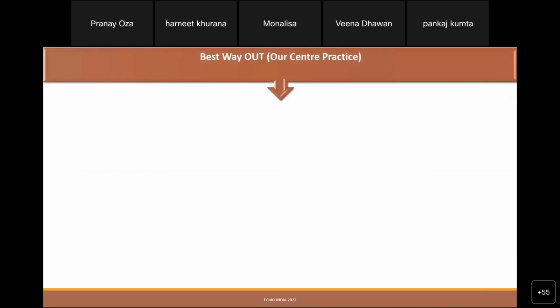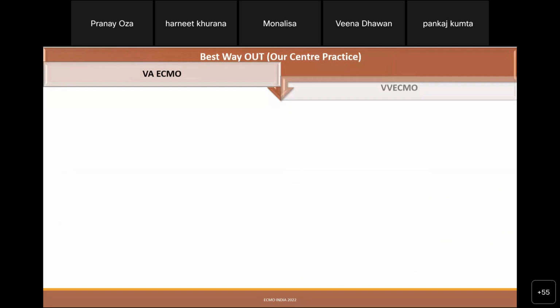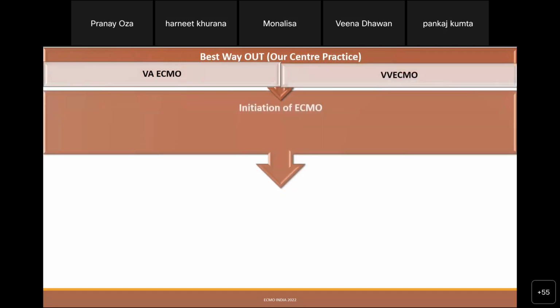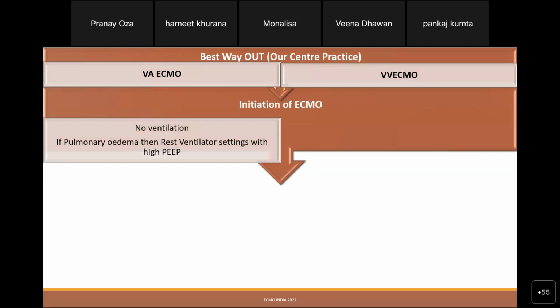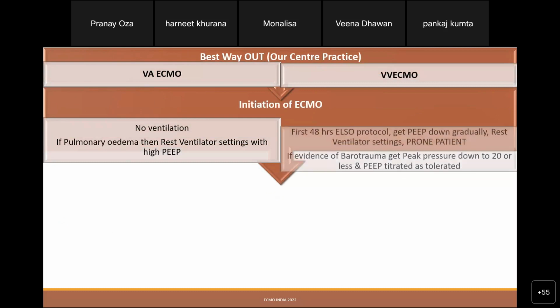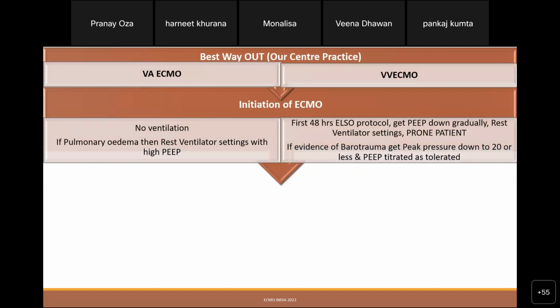So what we usually do in our center: in VA ECMO, at the time of initiation, if the patient is not on ventilation, we don't ventilate the patient. If the patient has pulmonary edema, we ventilate them with a high PEEP. And once the patient improves, we take off the ventilator. In VV ECMO, for the first 48 hours, we follow ELSO protocols. If the patient is on a PEEP of 16, we keep the PEEP around 14 to 15 for the first 48 hours, and then we get the PEEP down gradually.